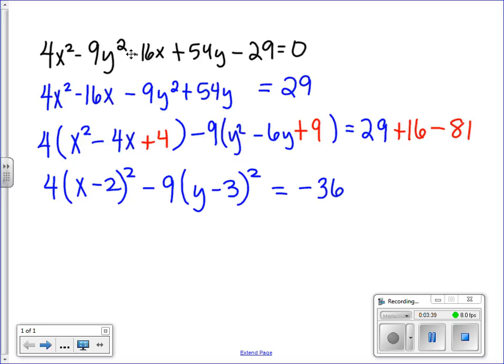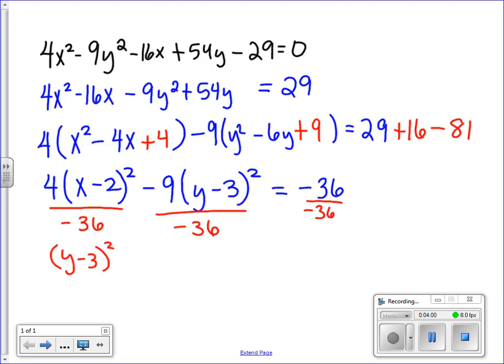Okay, now everything has to be divided by negative 36. Right now the x is in front. What's going to happen when I divide everything by negative 36? The x is going to be negative and the y is going to be positive. Yeah, it changes the sign. This becomes positive, because what's a negative divided by a negative? So y minus 3 squared over 4 comes up here, and this becomes minus x minus 2 squared over 9.